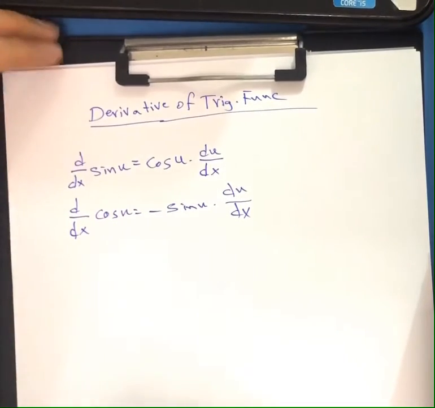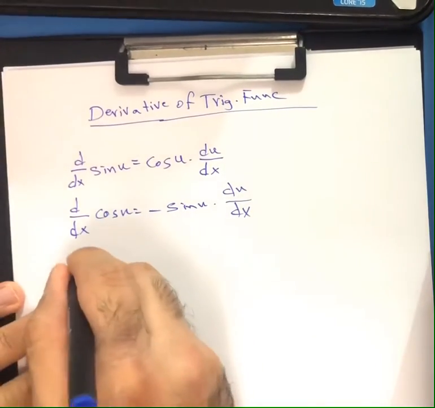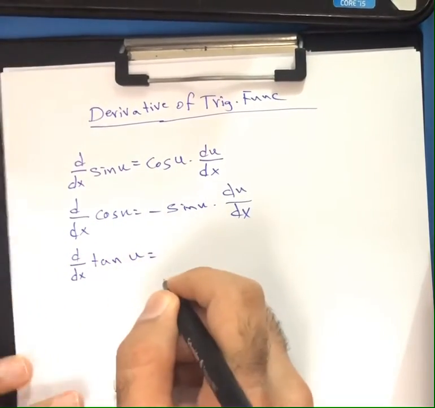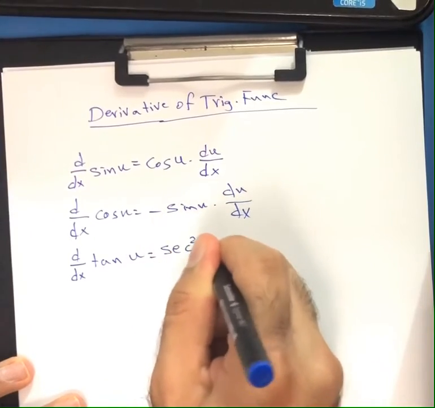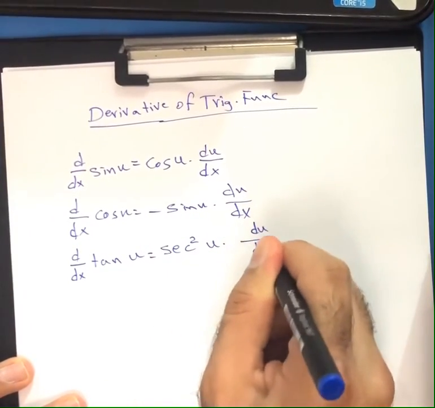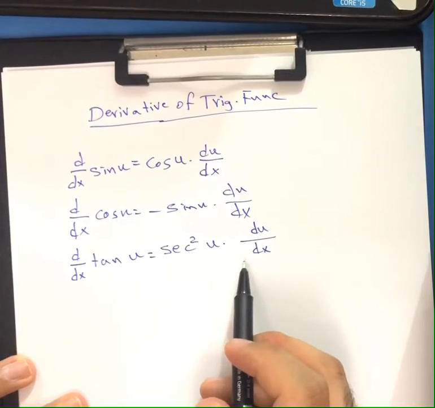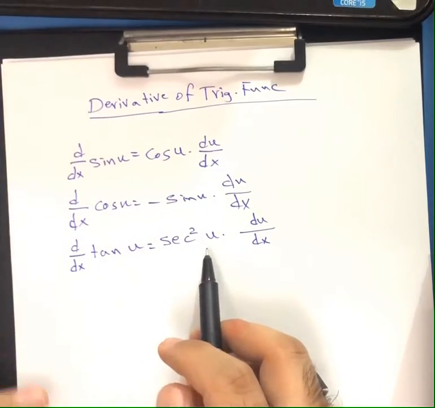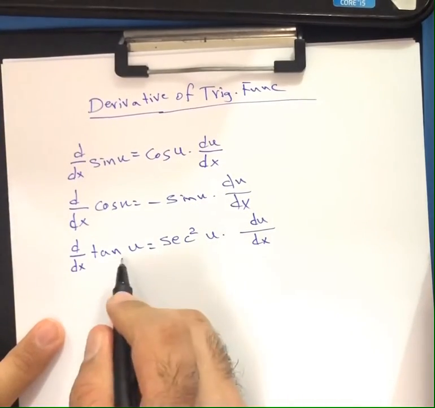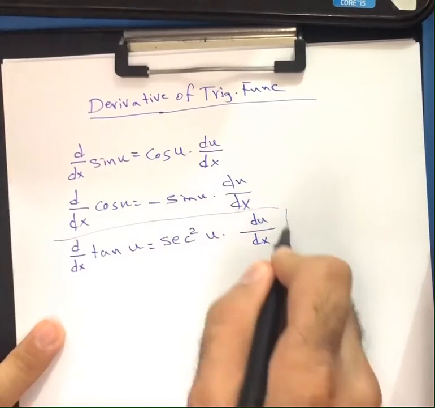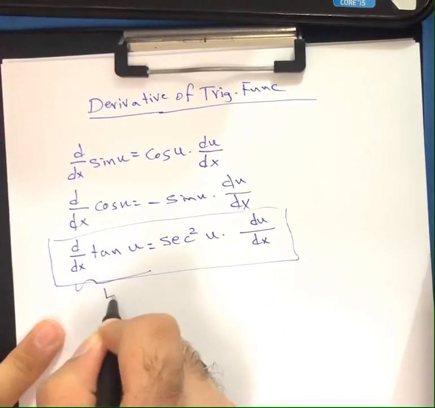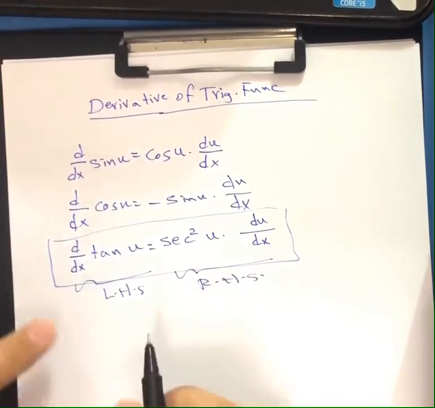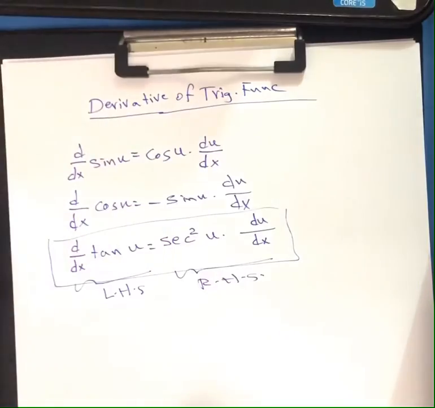So let us explain the derivative of tan. The derivative d by dx of tan u is nothing but sec square u multiplied by du by dx. This is the derivative of the angle, which is u. So let us explain or prove this formula. This is the left hand side, and this is the right hand side. So let us prove that the left hand side equals the right hand side.